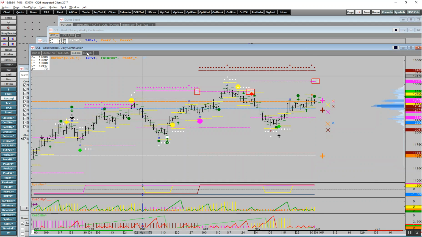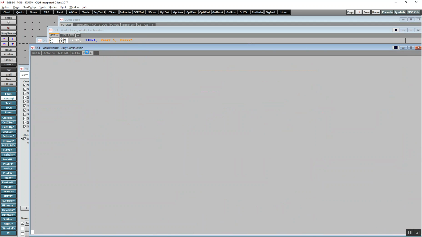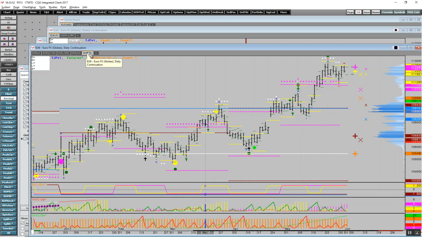Now, if I flip over to the euro now, euro's been in a bullish position for a little while now. Just waiting for that to load up. Sorry about the delay, folks.